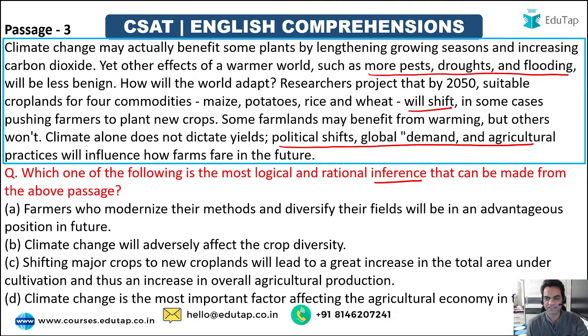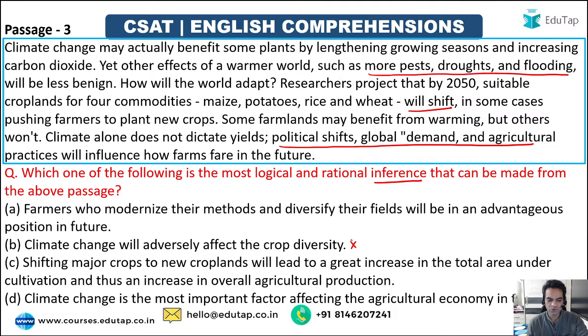That is definitely said. So let's read the inference, guys. Farmers who modernize their methods and diversify their fields will be in an advantageous position in future. That is true. Climate change will adversely affect the crop diversity. No, it will definitely lead to crop diversity. It will not affect crop diversity; it will push crop diversity. So we can say this is not true.